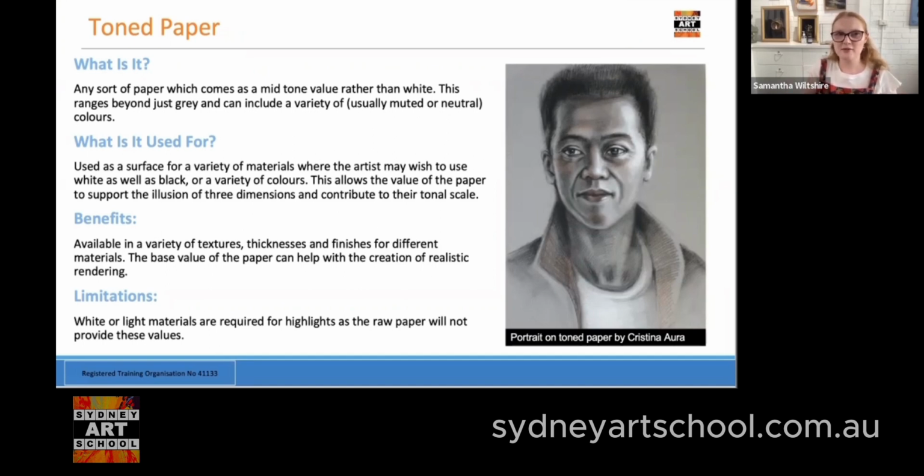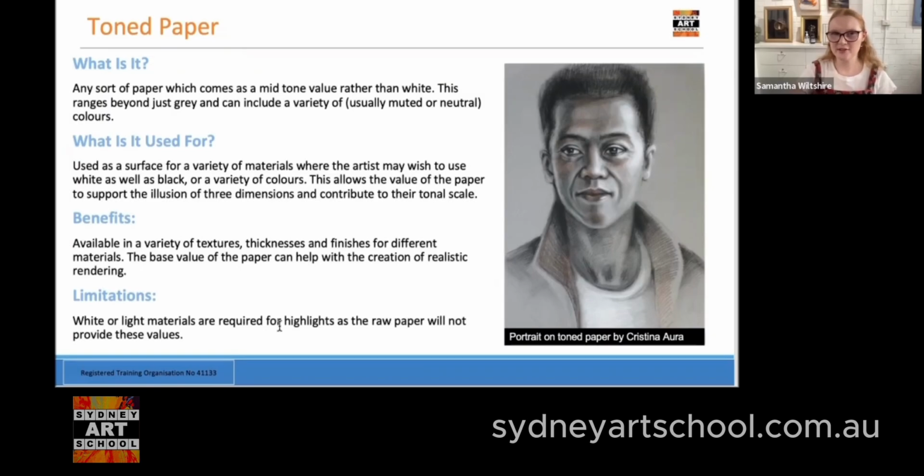And this allows the value of the paper to support the illusion of three dimensions and to contribute to creating a full tonal scale. So we can see a great example here in this portrait by Christina Ora, who's a tutor here at Sydney Art School. The grey of the page becomes her mid-tone, or at least one of her mid-tones, and she creates the rest of her mid-tones and her black using this dark material, which may have been pastel or charcoal. And then we've got a white material, which has been used to bring out those highlights where the white of the paper is not able to be those highlights.